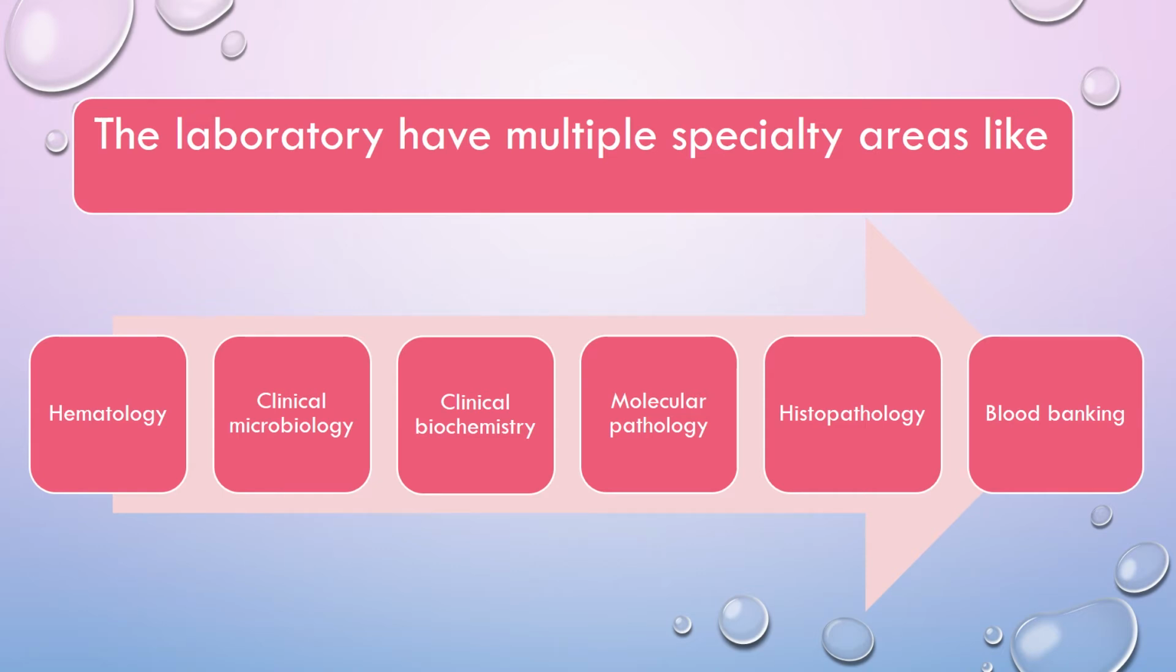The clinical laboratory setup has multiple sections, multiple specialty areas in which we perform different diagnostic procedures, like hematology, in which we deal with the blood; clinical microbiology, in which we deal with the body fluids; clinical biochemistry, in which we deal with serum and plasma; molecular pathology, in which we go up to the level of DNA and RNA; histopathology, in which we deal with issues related to the tissues; and blood banking, in which we deal with compatibility testing, cross-matching, blood grouping, and all.